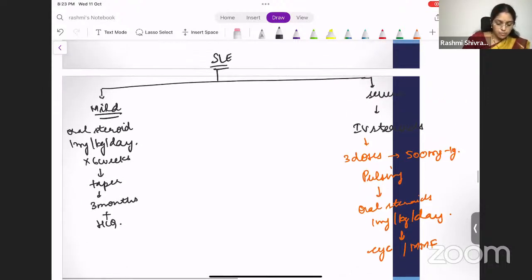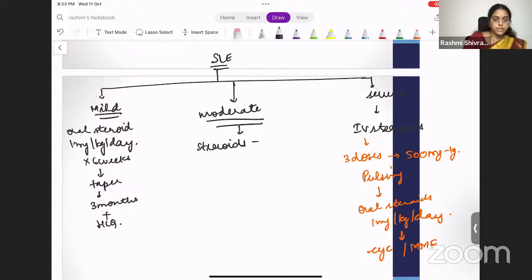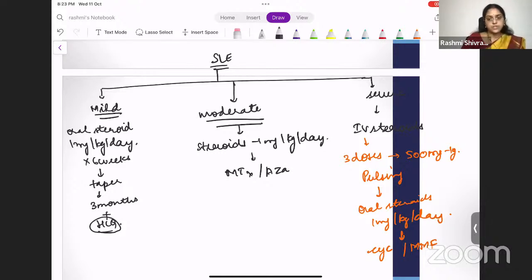Then, if the patient is having moderate disease, what will you do? First, as in all, you give steroids, 1 mg per kg per day. Then you again taper. But along with this, you add either methotrexate or azathioprine. In all the patients, you can add HCQ. So along with the steroids, you add methotrexate or azathioprine in moderate lupus. In severe, you add cyclophosphamide or mycophenolate mofetil.